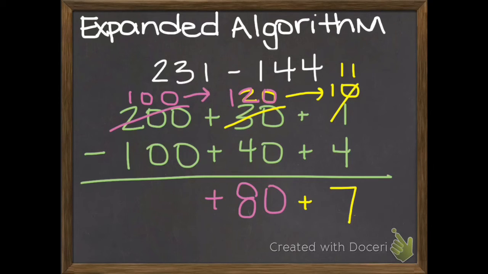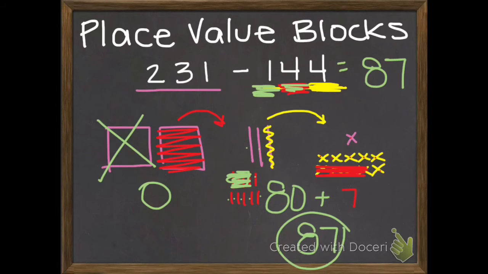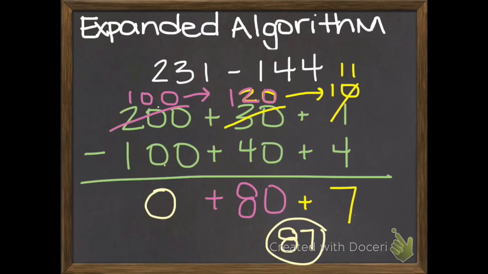Last but not least, I'll move over to the hundreds, and I notice here that I have 100, and I take away 100, so I know that leaves me with 0. 80 plus 7 is 87, so I end up with the same difference as I did when I drew the pictures.